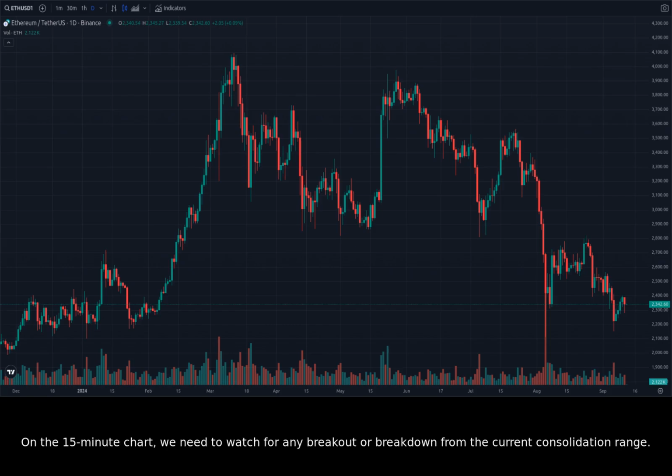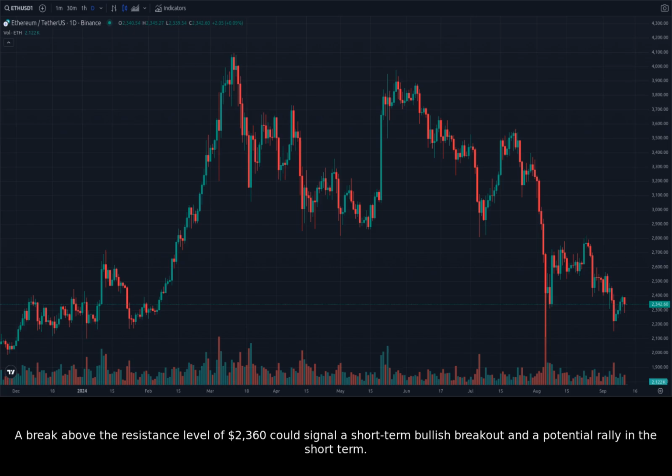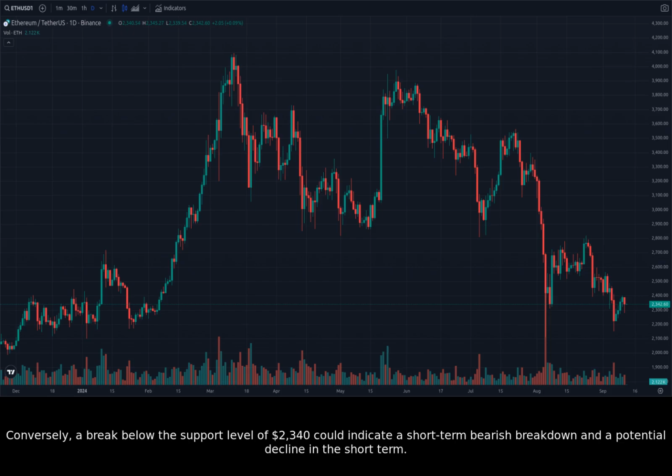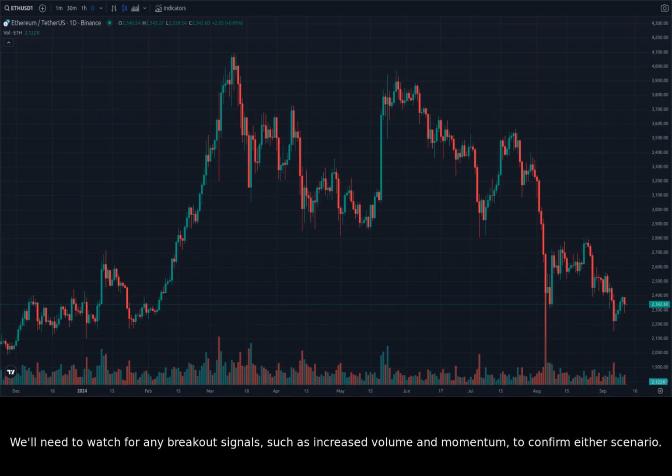On the 15-minute chart, we need to watch for any breakout or breakdown from the current consolidation range. A break above the resistance level of $2,360 could signal a short-term bullish breakout and a potential rally in the short term. Conversely, a break below the support level of $2,340 could indicate a short-term bearish breakdown and a potential decline in the short term. We'll need to watch for any breakout signals, such as increased volume and momentum, to confirm either scenario.